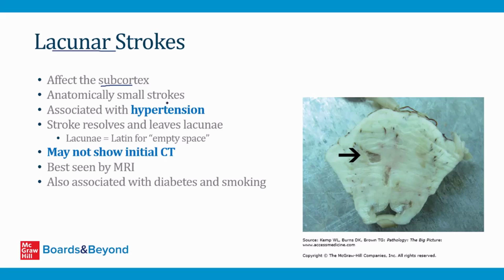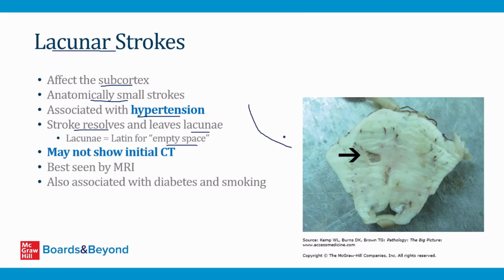In general, lacunar strokes affect an anatomically small region of the brain. They don't affect a big swath of territory of the brain like we saw on that CT scan from an MCA stroke earlier in this video. And lacunar strokes are strongly associated with hypertension. By and large, these mostly occur in patients who have poorly controlled blood pressure. The reason they're called lacunar strokes is because after the stroke resolves, it leaves behind a lacunae, which is a Latin word for an empty space.